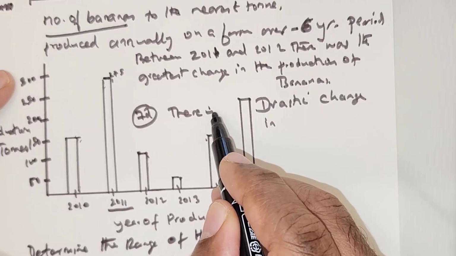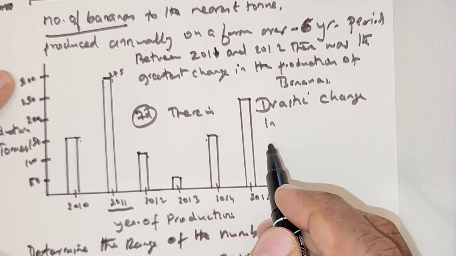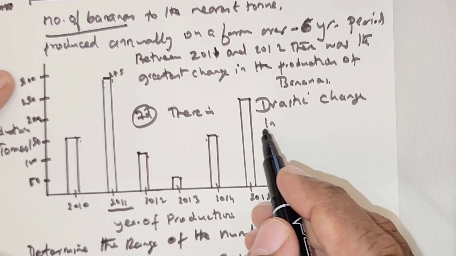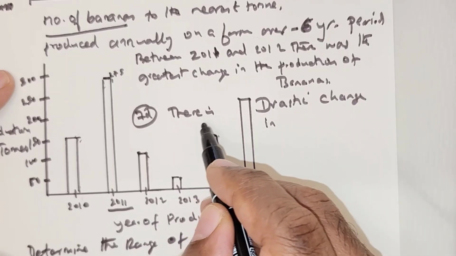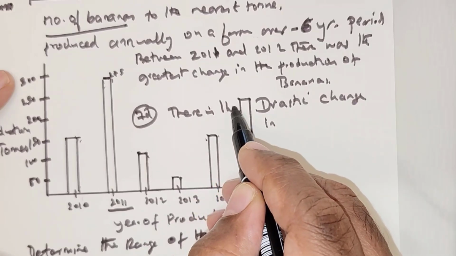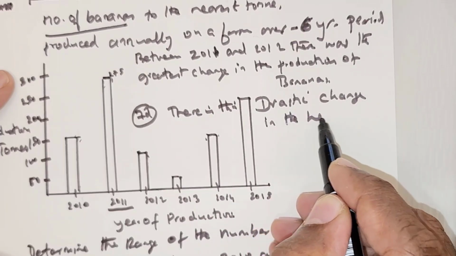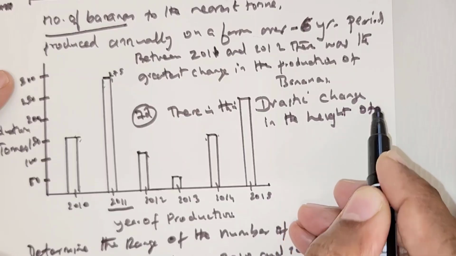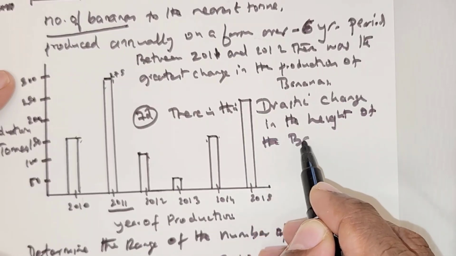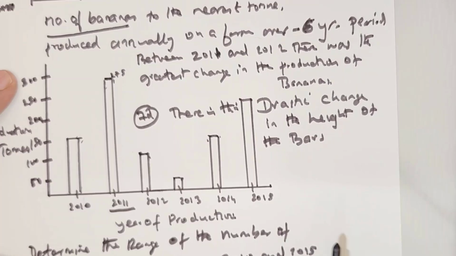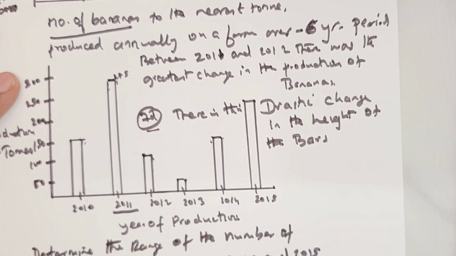There was, you can either use is or was. Okay, so I'm using there is this drastic change in the height of what? Height of the bars. Is it not? So that is the conclusion for this beautiful question.